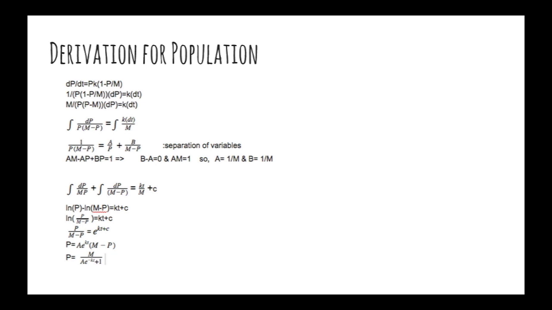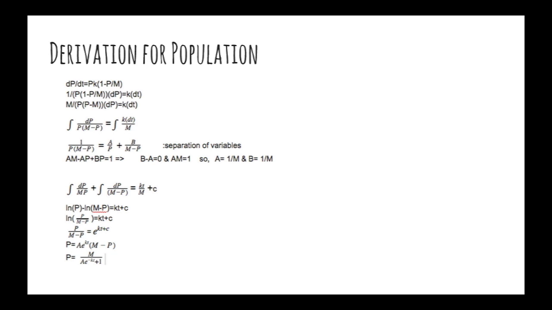Now we just plug a and b back in to the integrals that we separated. So you get the integral of dp over mp plus the integral of dp over m minus p equals kt over m plus c. So that kt over m plus c, that's the integral of k dt over m. That c is another constant since it's an indefinite integral. Now when you integrate, you get ln p minus ln of m minus p equals kt plus c. You can use the ln rules where, since it's subtraction, you can do p over m minus p and set that equal to kt plus c.